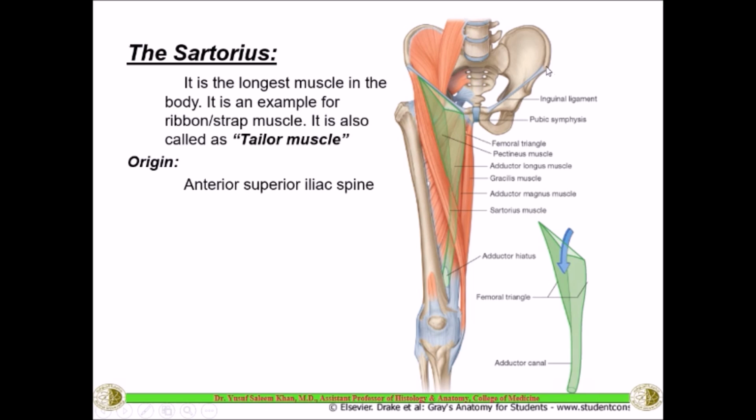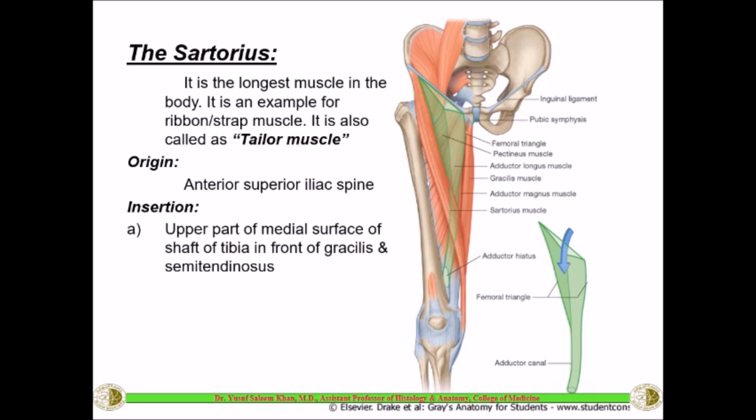Here also you can see this is the anterior superior iliac spine, and it gets inserted to the upper part of the medial surface of the shaft of the femur. It crosses the hip joint and the knee joint, then goes down and gets inserted to the medial side of the tibia. Along with Sartorius, there are also the gracilis and the semitendinosus. All these three tendons will be inserted at this particular point, the medial side of the shaft of the tibia. So this is the long muscle which takes origin from the anterior superior iliac spine and gets inserted to the medial side of the tibia.